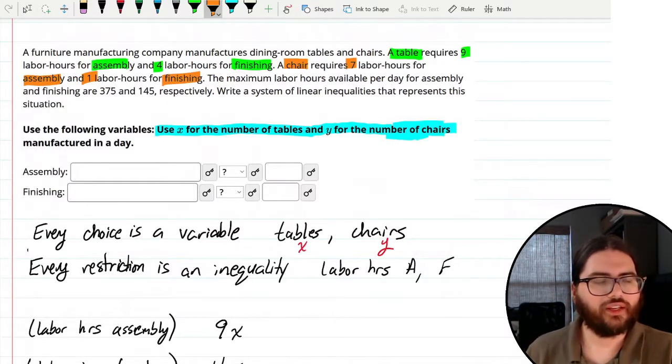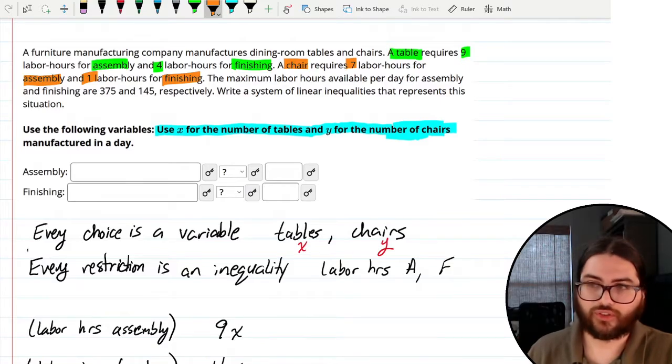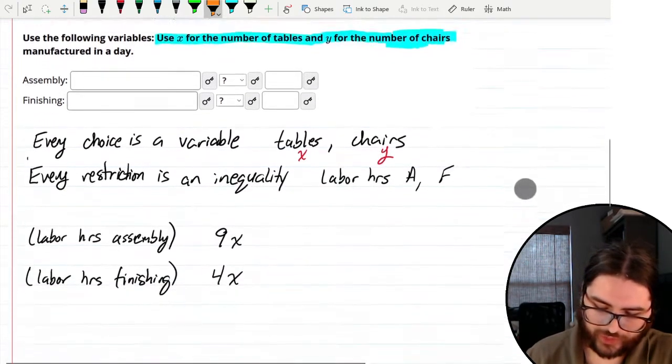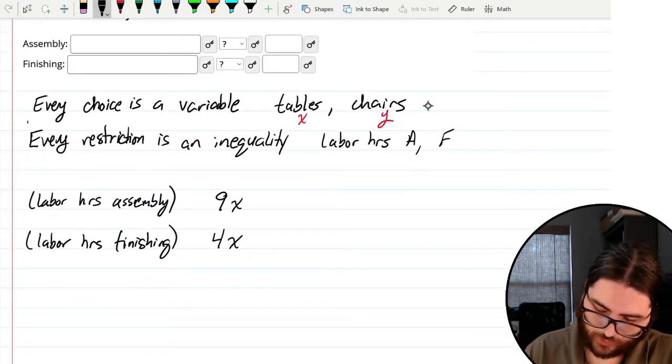So that sounds like chairs are y now. 7 times y is the number of labor hours for assembly. And 1 times y is the total number of labor hours for finishing. 7y and 1y.